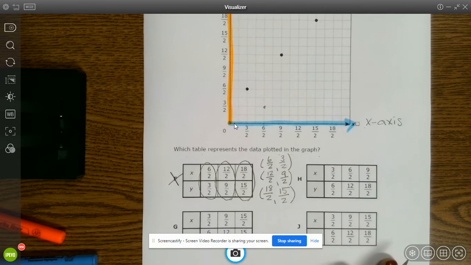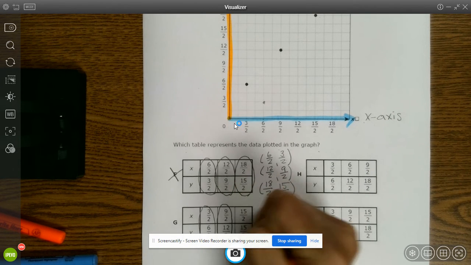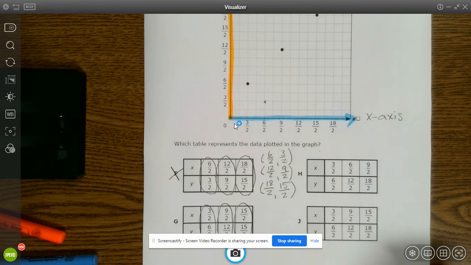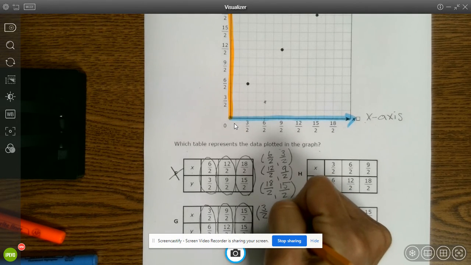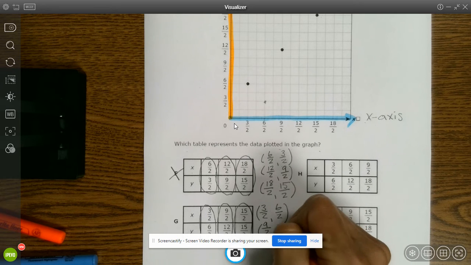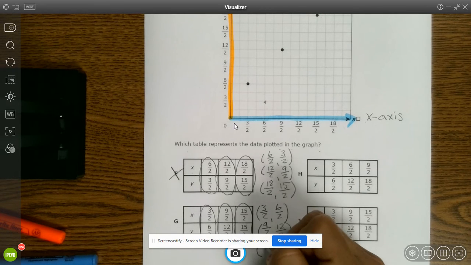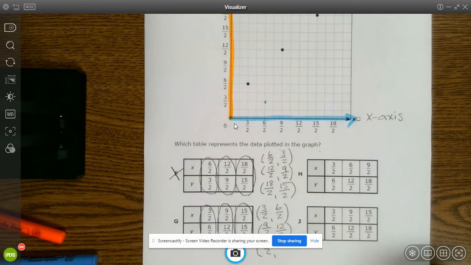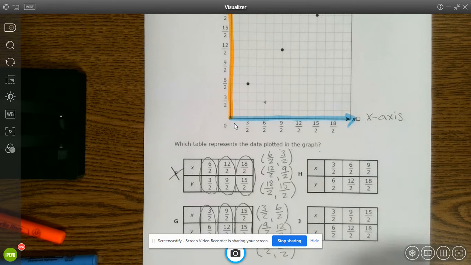Now let's do G. Let's circle our ordered pairs. Okay, and I'm going to write my ordered pairs to the side. 3/2 is my x. 6/2 is my y. My second ordered pair, 9/2 is my x. 12/2 is my y. And my last ordered pair, 15/2 is my x. And 15/2 again is my y.